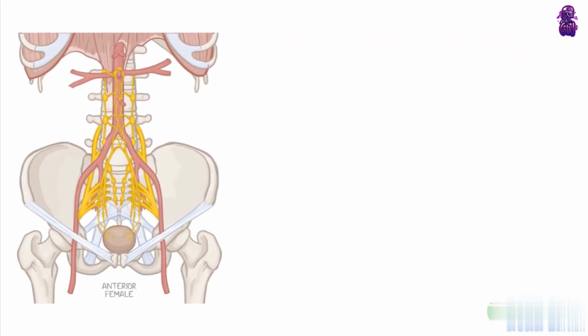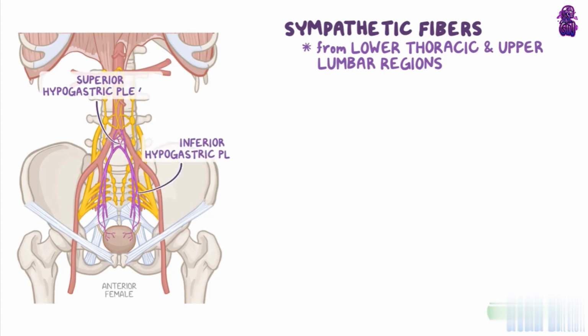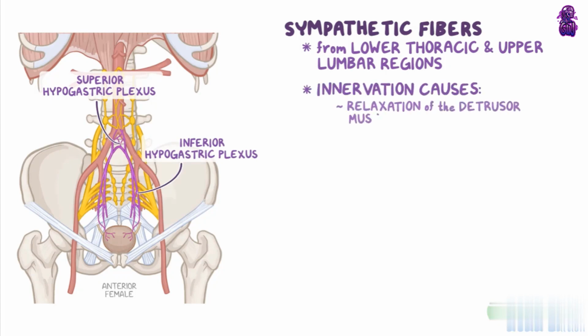The sympathetic fibers originate from the lower thoracic and upper lumbar regions, and these fibers travel through the superior and inferior hypogastric plexuses before reaching the bladder. Sympathetic innervation causes relaxation of the detrusor muscle and contraction of the internal urethral sphincter to retain and store urine.